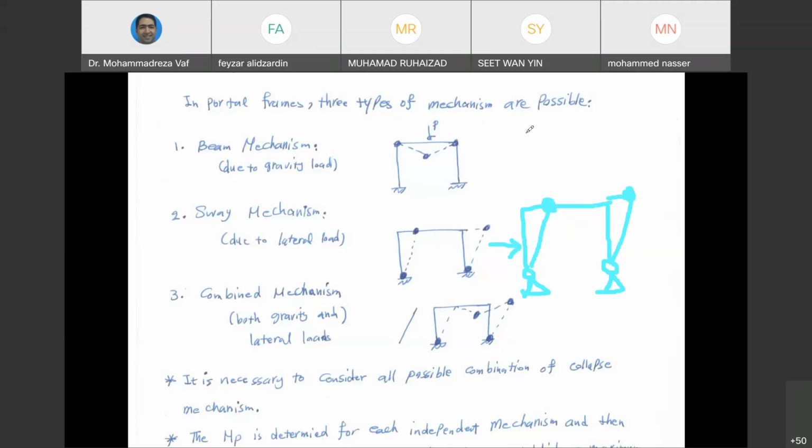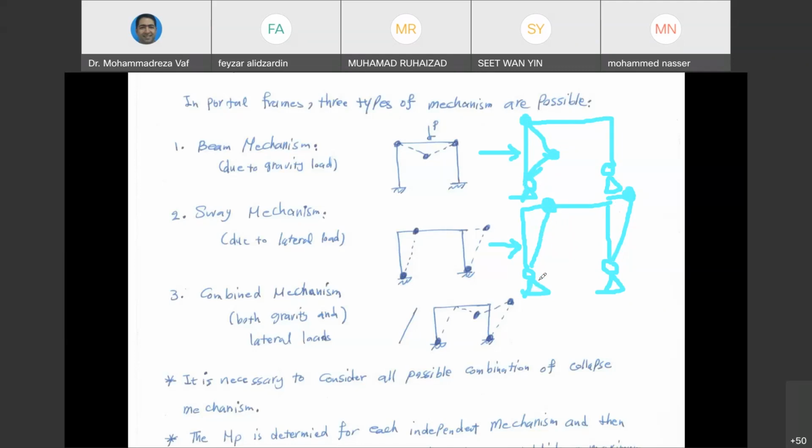So if the force was applied to the column, you need to investigate 2 cases. One case is a column mechanism that is going to look like this shape, in which the collapse is going to occur in the column, and another one is going to be a sway mechanism in which the collapse is going to occur in the whole frame.